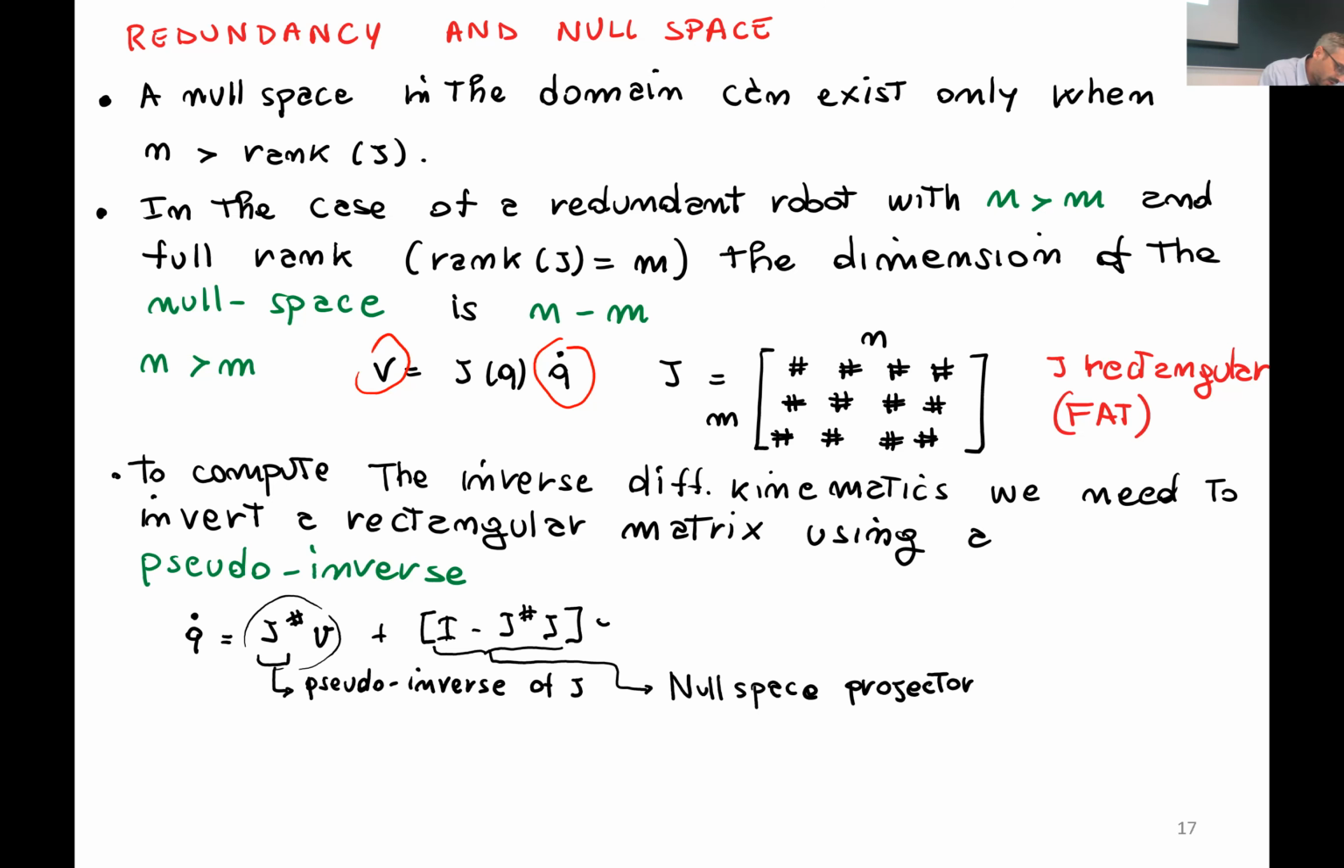What does it do? Given a task, for example in the joint space, it filters out whatever velocity would produce some end effector motion, and allows only the motions that are in the null space. So, for example, these motions. We call this the null space method in kinematics.